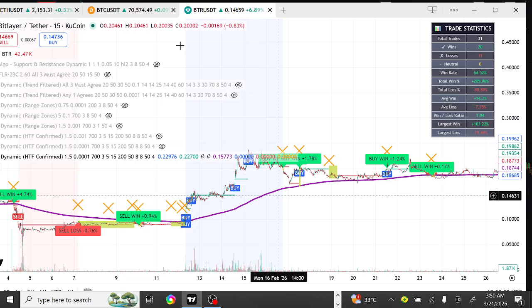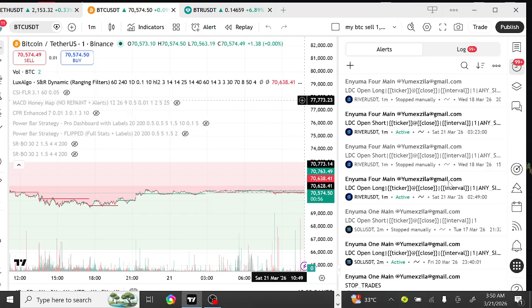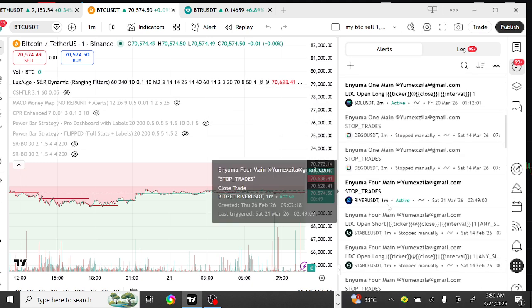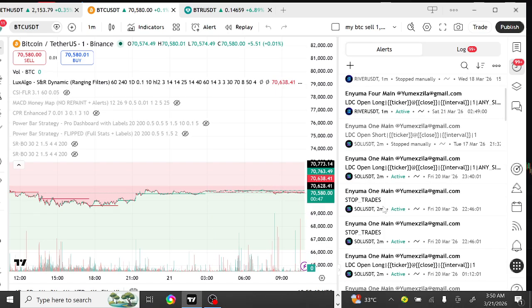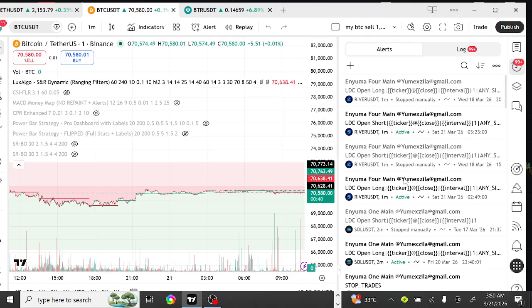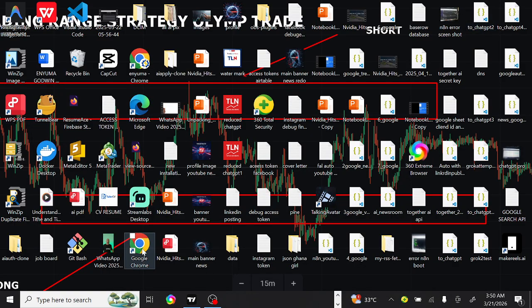Okay, now let me show you something. Look at my own. These are my alerts. These are all my trade alerts. I have Rivers there. I have Solana on my own trade ongoing. These are long. It's been running for a long time. Let me show you something. Maybe that will interest you. Let me even show you this too, so that you see for yourself.